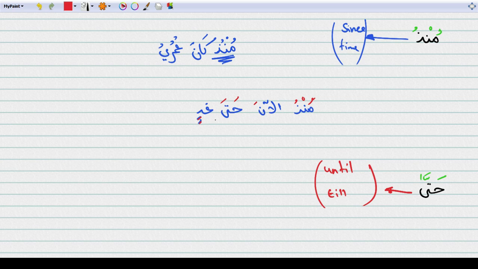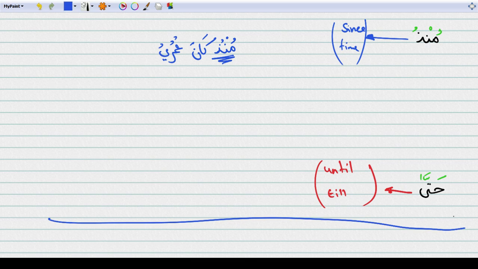All right, now منذ حتى, that's very easy, since until. Okay, so starting from, ending to. منذ حتى, since until. I hope you get this sense of meaning for these two prepositions. Next, we're going to be using more complicated ones. No, let's start with a simpler one.